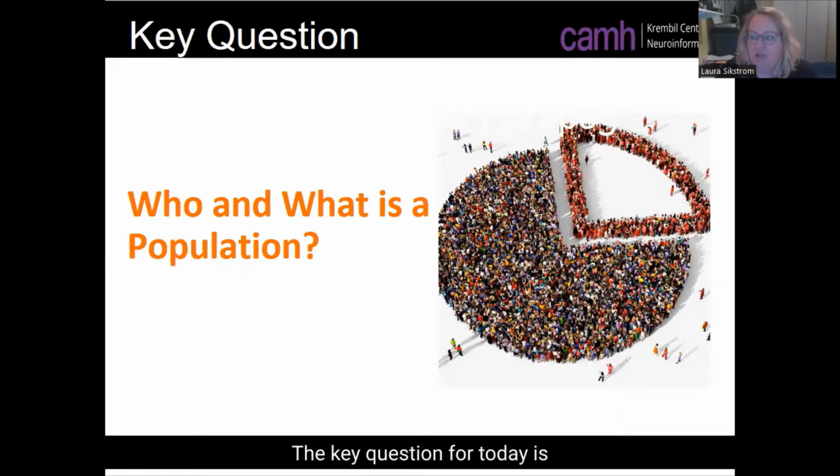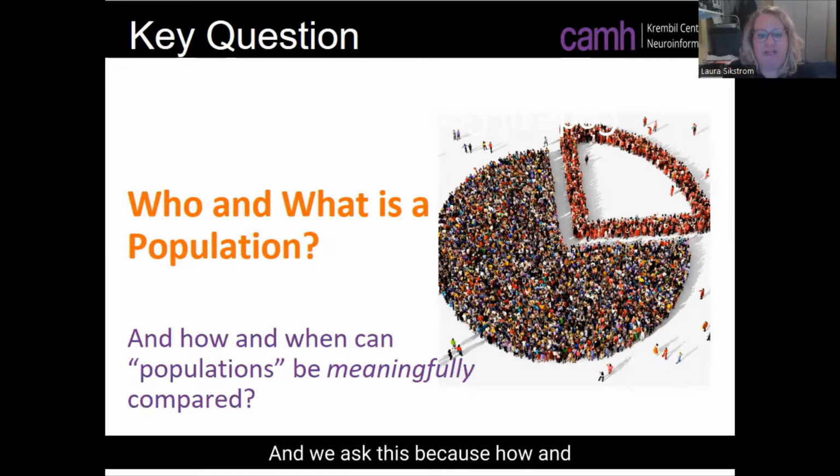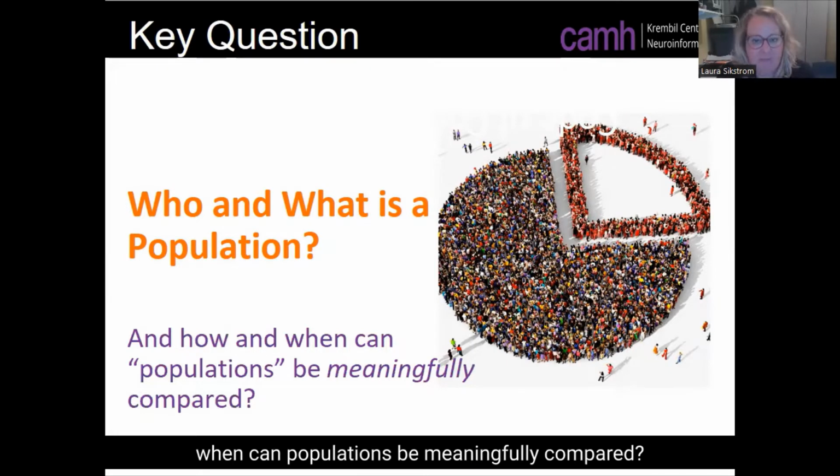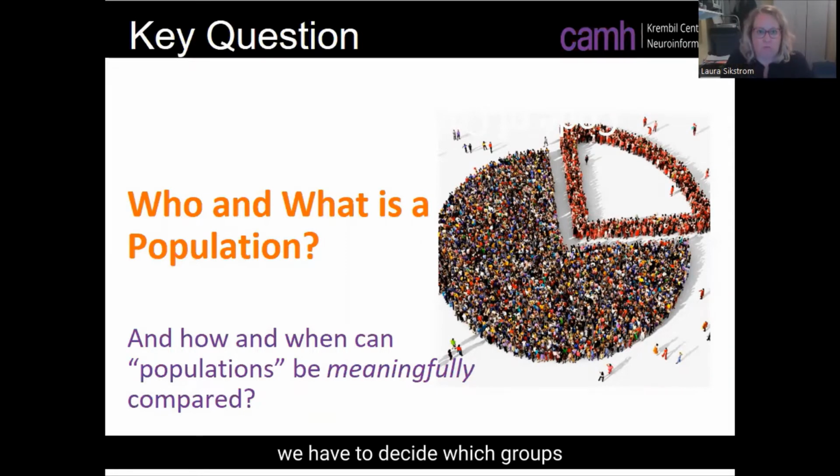So the key question for today is who and what is a population? And we ask this because how and when can populations be meaningfully compared? When we do a fairness assessment to try and understand bias or unfair discrimination in a model, we have to decide which groups of people we want to compare to identify whether or not there's some kind of discrimination happening. How do we do that? Do we know this is an appropriate comparison to make? Is it a meaningful comparison? And what are the results of that comparison telling us?